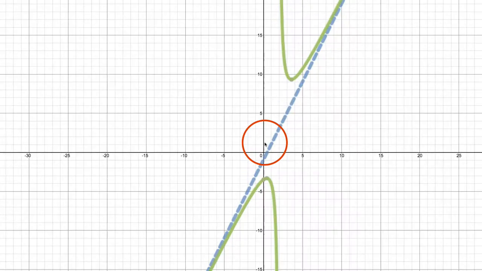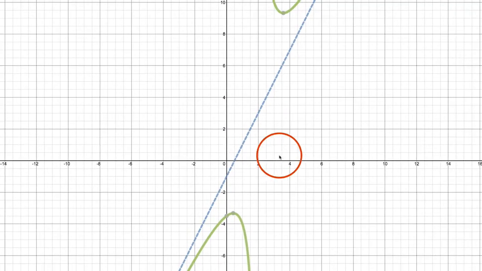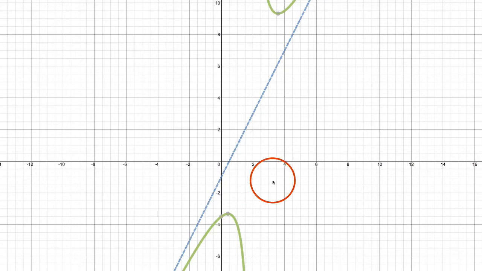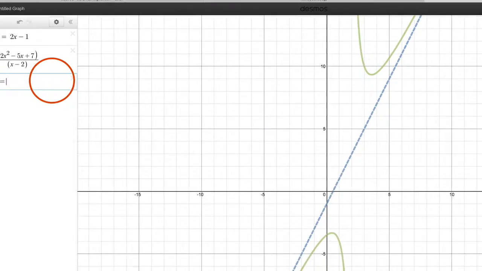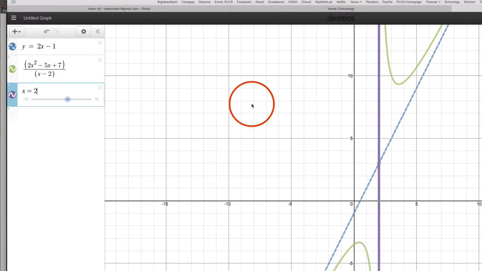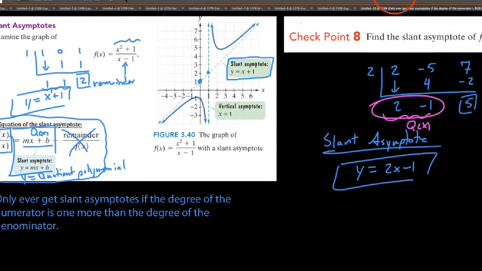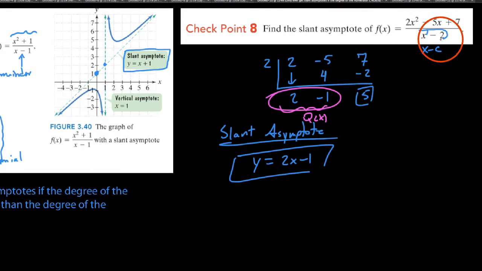Now, if I were to ask where the vertical asymptote is on this graph, what is this value of x that we're getting really close to? It looks like we're getting really close to a value of 2. I can even put in x equals 2, and we see that that is indeed the vertical asymptote. That's because when you set the bottom equal to 0, you still get the vertical asymptote. So we say vertical asymptote at x equals 2, and a slant asymptote at y equals 2x minus 1. Cheers.